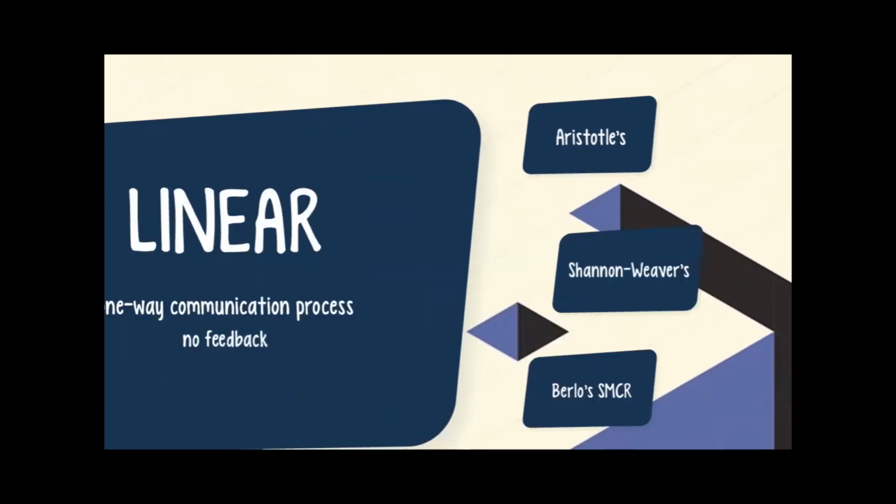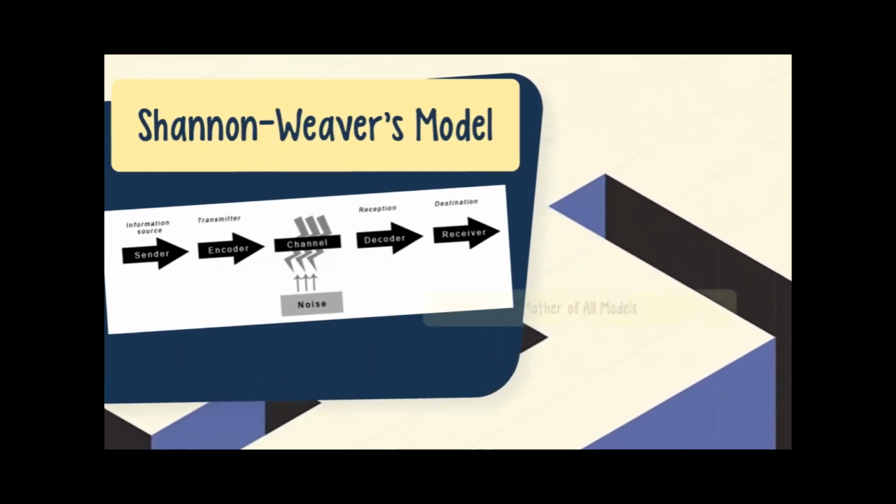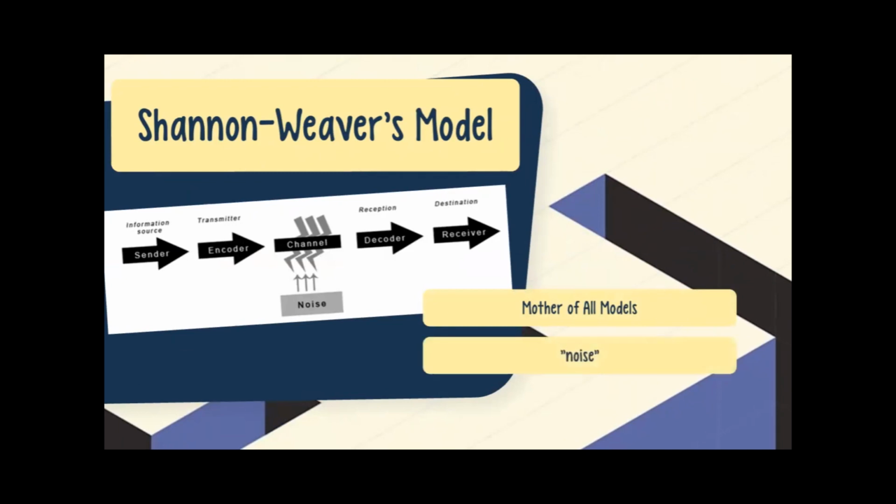The second one is the Shannon-Weaver's model. It is known as the mother of all communication models. The Shannon-Weaver model of 1949 depicts communication as a linear or one-way process consisting of 5 elements: a source, producer of message; a transmitter, encoder of message into signals; a channel, signals adapted for transmission; a receiver, decoder of message from the signal; and a destination.